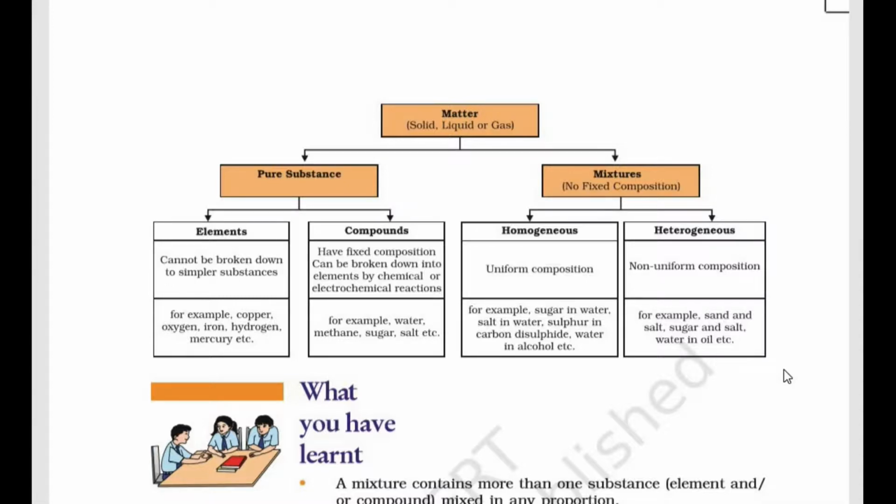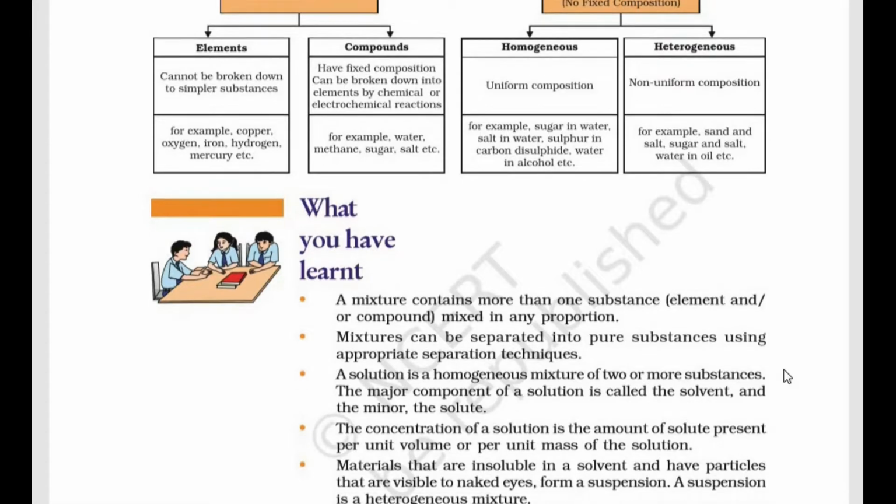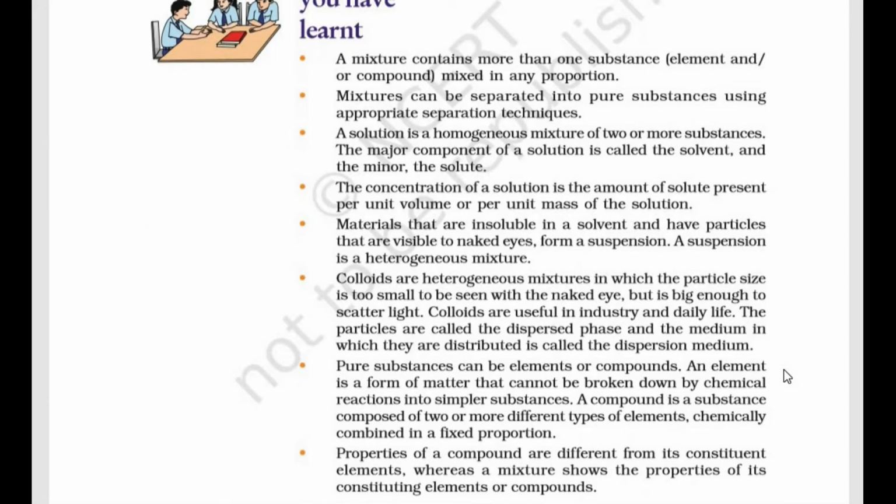So in this chapter, we have learnt about pure substances, mixtures, their separation, determination of the concentration of a solution, properties of colloids, properties of suspensions, etc. So that's all for today, and in the next video we will read about atoms and molecules.